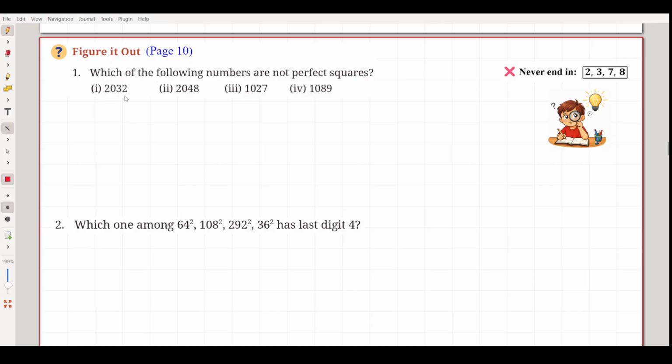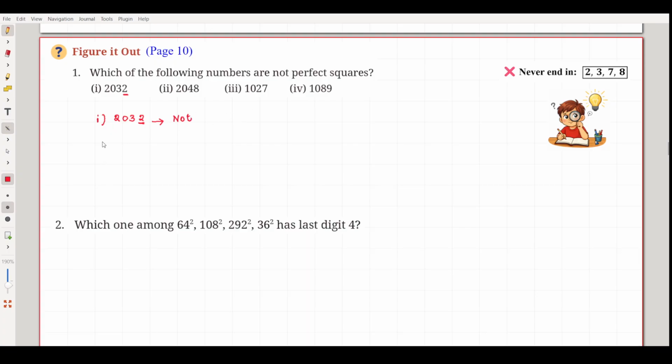So here, first one, 2032. The number is ending with 2, therefore it's not a perfect square. So you can just write not a perfect square.